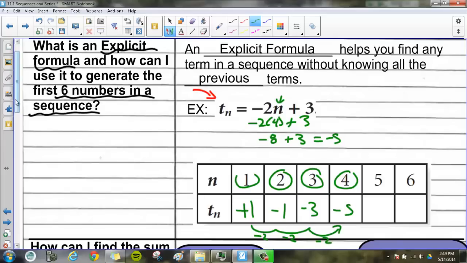So it looks like we found a pattern here. This negative 2 kind of tells you that it's going up or down by 2 each time. So if it's negative 5, then we get negative 7 for the next one, because that would be subtracting 2. And let's subtract 2 again and get negative 9. And those are the first 6 terms of a sequence, and we generated those using an explicit formula, and actually we found the pattern for it and just filled it all in.